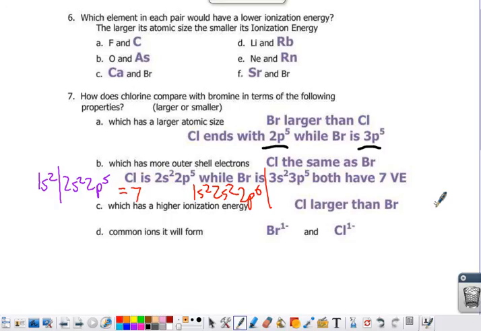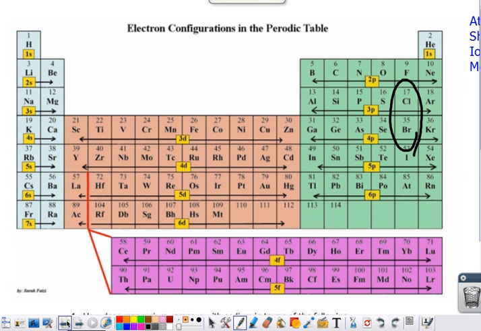This is a trick question. Both of them have 7. Both of them have 7. How could we figure that out by looking at the periodic table? Well, they're both in the P5 column. All right, so every element here is P5.